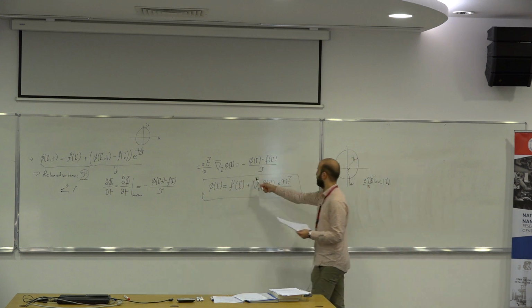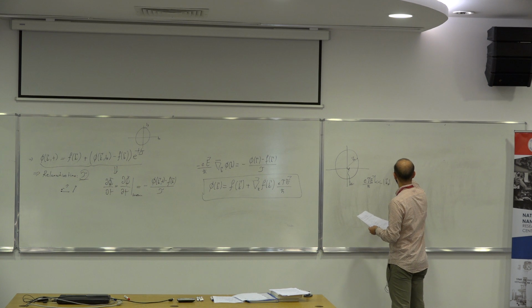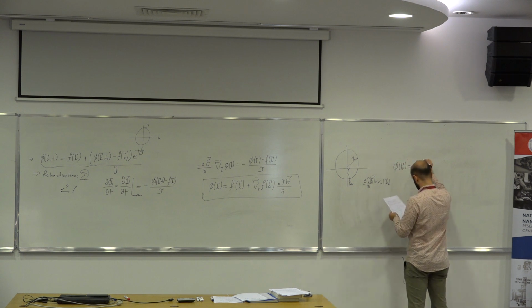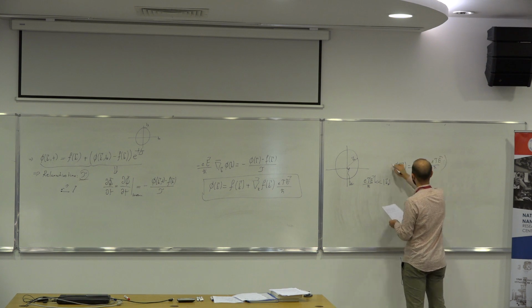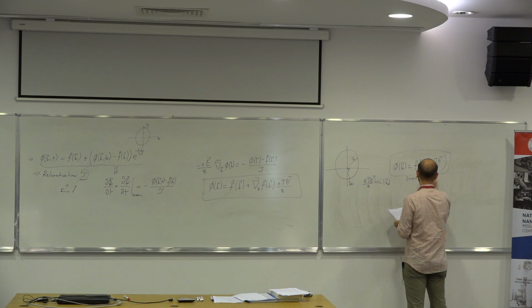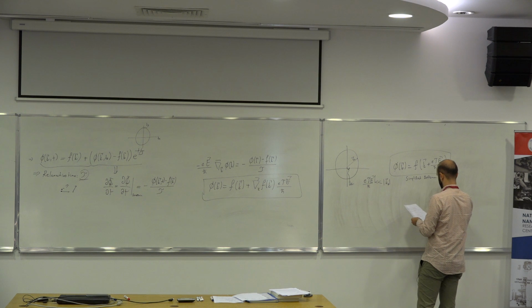If I satisfy this condition, then it turns out that I can write this as such. So f of k plus E tau E over h bar. And this is the simplified Boltzmann equation.